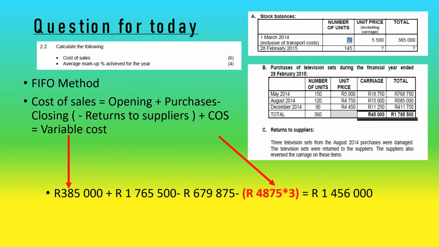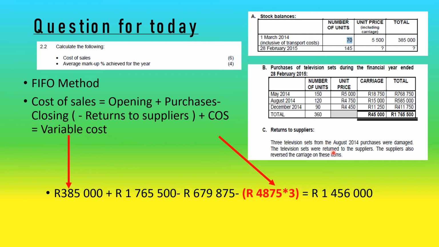Okay, our next question for 10 marks is to calculate the cost of sales and the average markup, right? Remember, for cost of sales, there's a standard formula: opening plus purchases minus your closing. In this case, you would also have to remember minusing the returns to your suppliers, right? And the reason is that when you use your purchases, you're going to use your full value of your purchase of 360 units, but that's not true. You didn't purchase 360 because you returned 3, so you actually purchased 357.